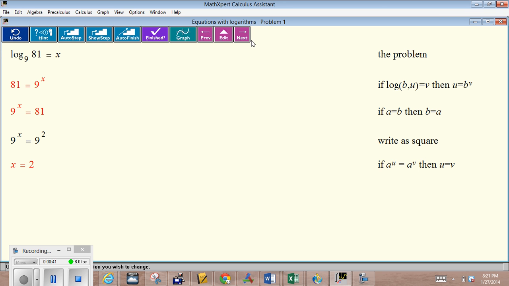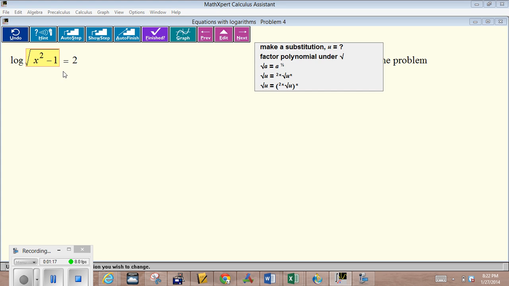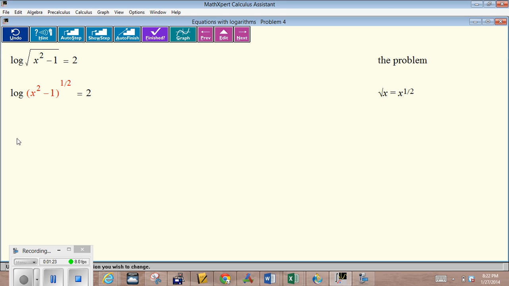Okay, so that's from a most elementary level. Let's graduate up to a couple more interesting ones. Now, here's one. Whatever we're taking the log of, we call the argument, right? So in this case, log of the square root of x squared minus 1 equals 2. First off, I have a couple properties of logarithms I can take advantage of. The square root is the half power, right? So we just alter that form.